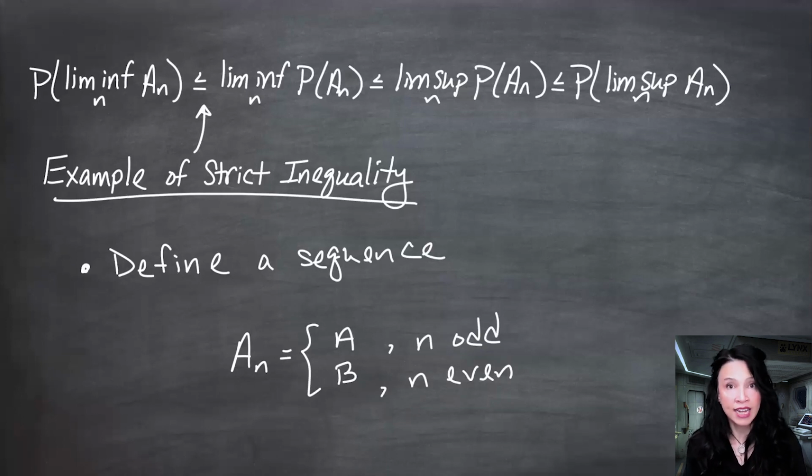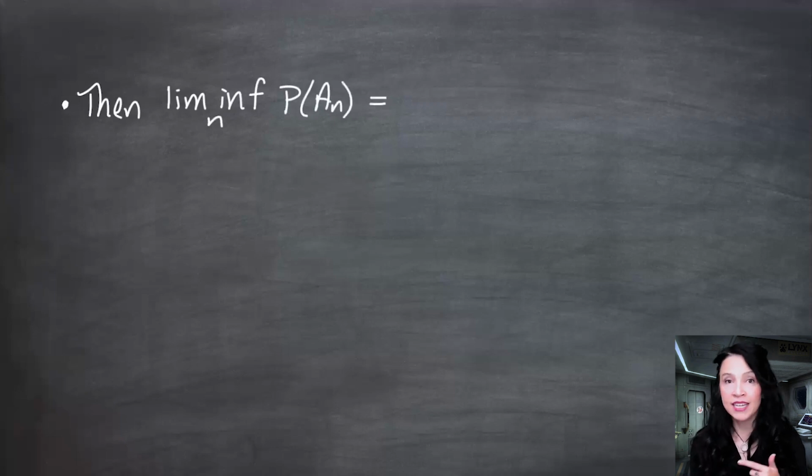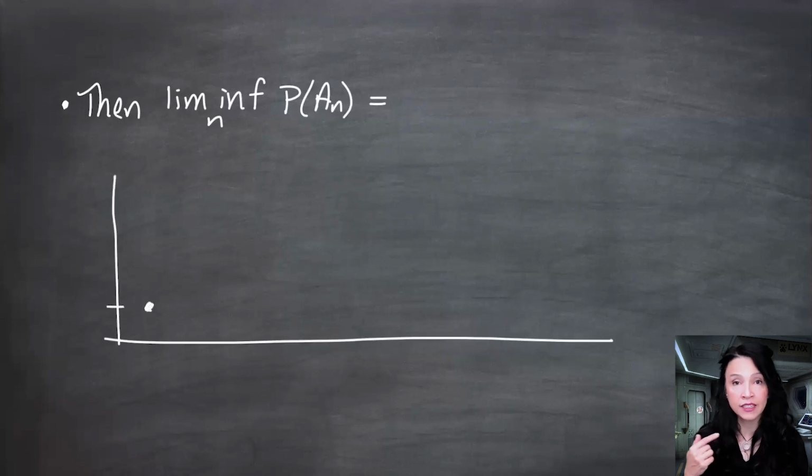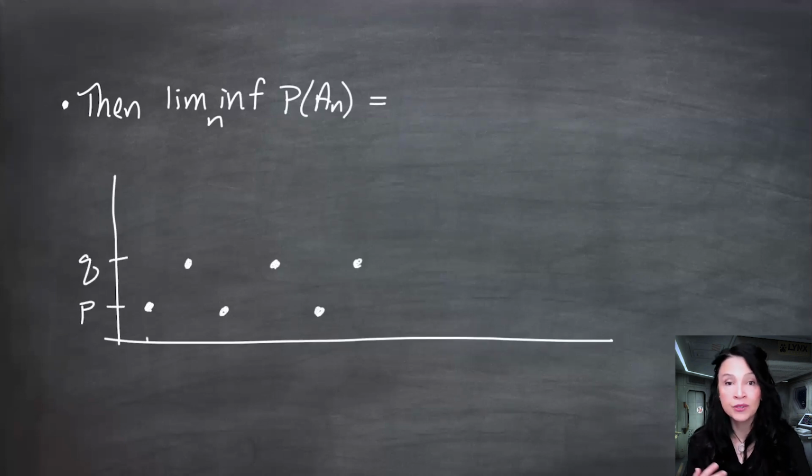The probability measure of A is strictly less than the probability measure of B, and they're both strictly less than 1. Let's look at the lim-inf of the probabilities of the AN. Now, AN is A, then it's B, then it's A, then it's B, and it's just alternating. And those probabilities are P and Q and P and Q and P and Q. So if you're looking at that sequence of probabilities, it looks kind of like this.